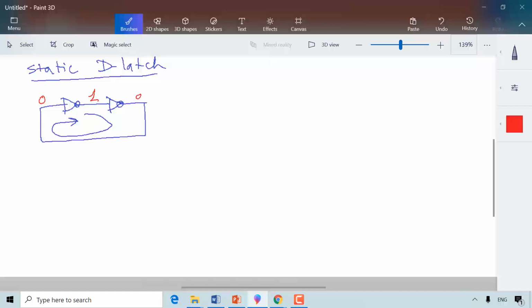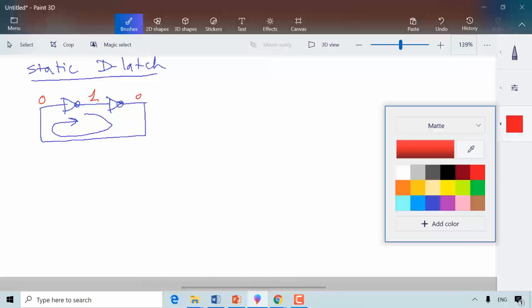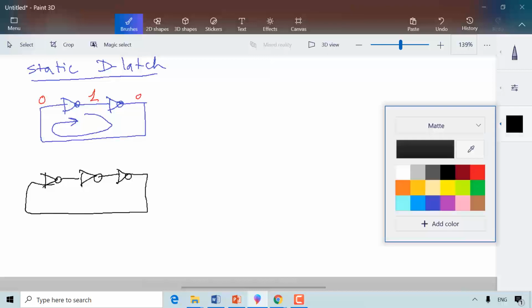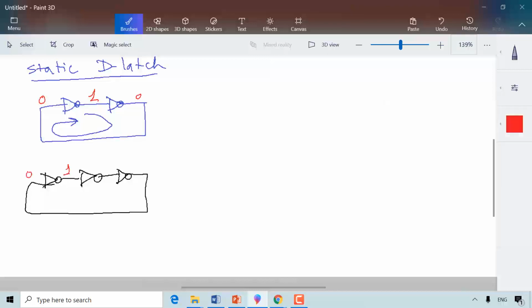Keep in mind that this is not the scenario if we have an odd number of inverters. For instance, if we have this type of inverter, let's see, we have a 3 here. Now if we have, say, a 0 here, then this becomes a 1. This is a 0, this becomes a 1. So we are forcing this to a 1, and we're forcing this to a 0. We're forcing this to a 1. We're forcing this to a 0.